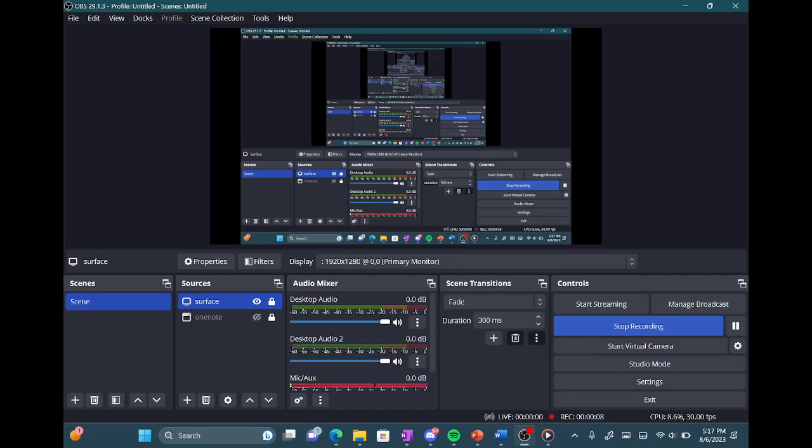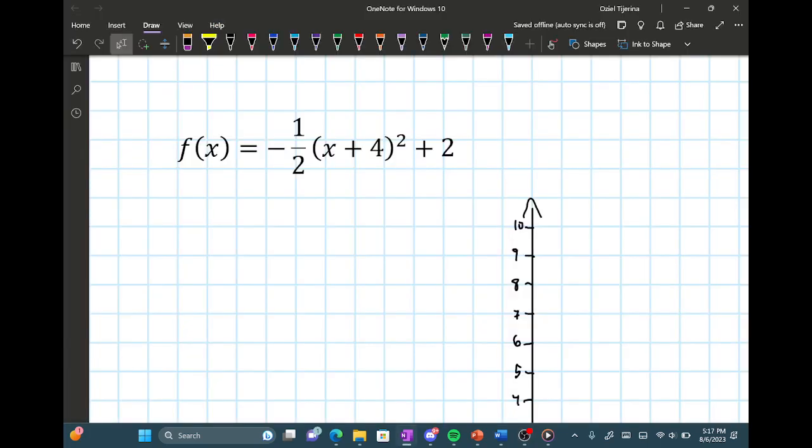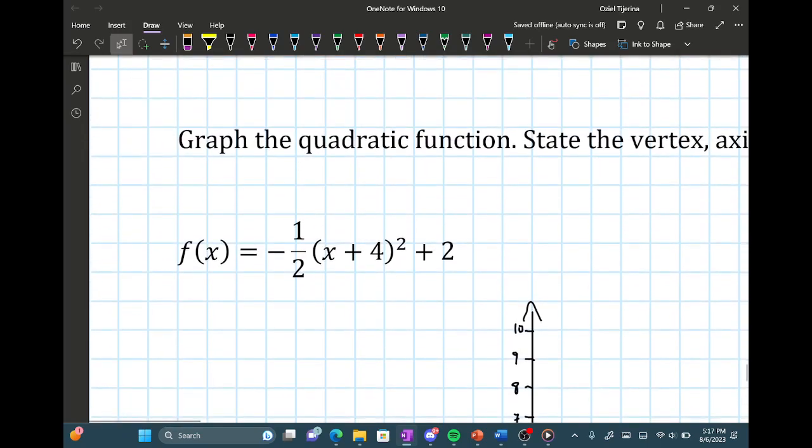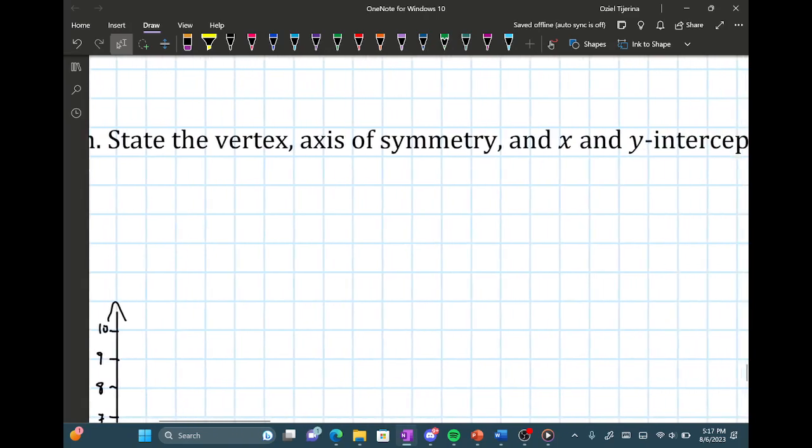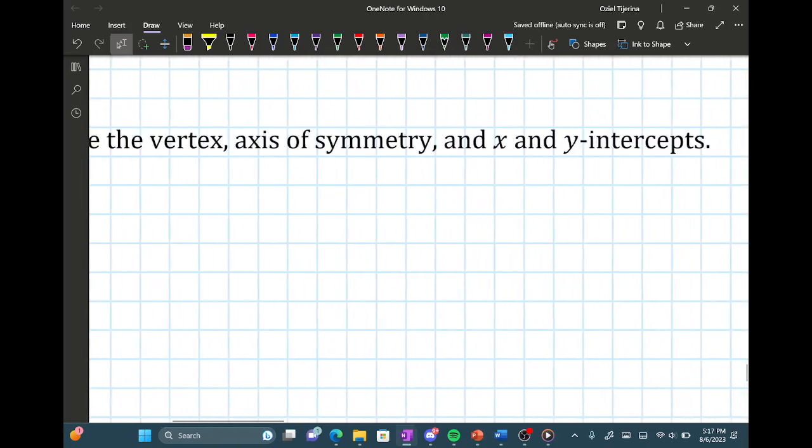We're going to do the following problem. We have f of x equals negative 1/2 times the quantity x plus 4 quantity squared plus 2. We want to graph this. Graph the quadratic function, state the vertex, axis of symmetry, and x and y intercepts.